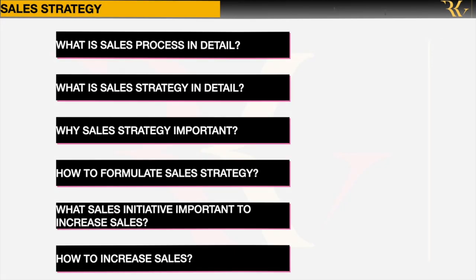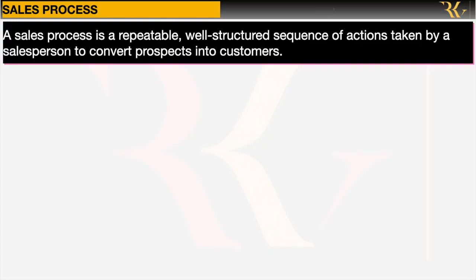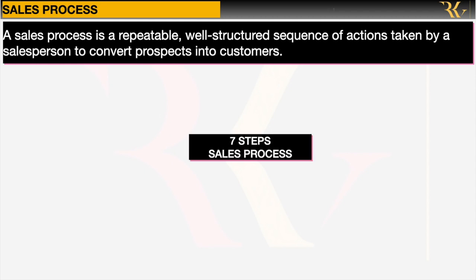Now, what is the sales process? A sales process is a repeatable, well-structured sequence of actions a salesperson takes to convert prospects into customers. The most effective sales processes have between 5 to 7 steps, like prospecting, qualifying, approaching, presenting, objection handling, closing, and following up. We will focus on the 7-step sales process, as it covers more essentials than the 5-step process.